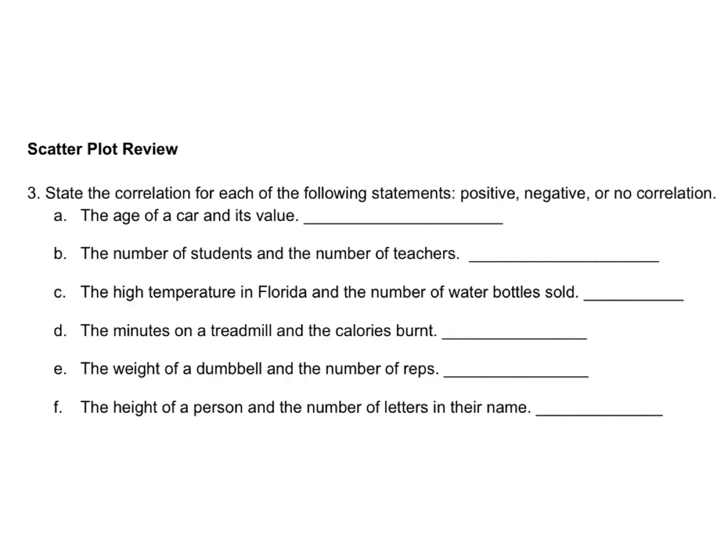State the correlation for each of the following statements. And you'll say it's either positive, negative, or there's no correlation. If both things seem to increase, we would say positive. If one increases while the other decreases, we would say negative. And if they don't seem like they're related at all, we say no correlation. The age of a car and its value.